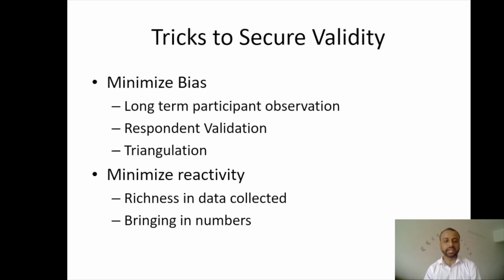In order to minimize the reactivity, what should you do? We should have richness in the data. You should not have shallow data. You should have complete, intense data in order to ensure that you get meaning out of it. And at times I've seen people try to use some numbers in order to minimize the reactivity. For example, I am doing an FGD on a sensitive topic and everybody is speaking a lot of narrative, speaking their own experiences. But I just want to make a confirmation about something.